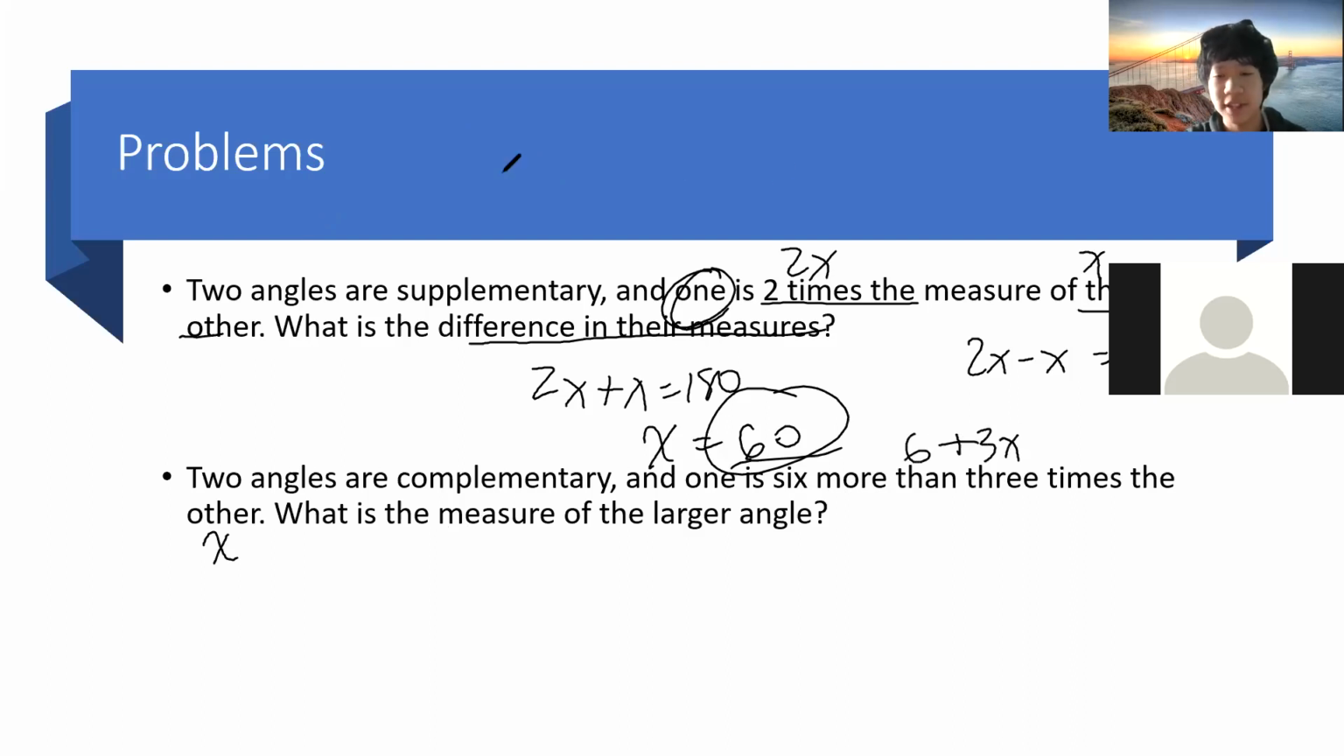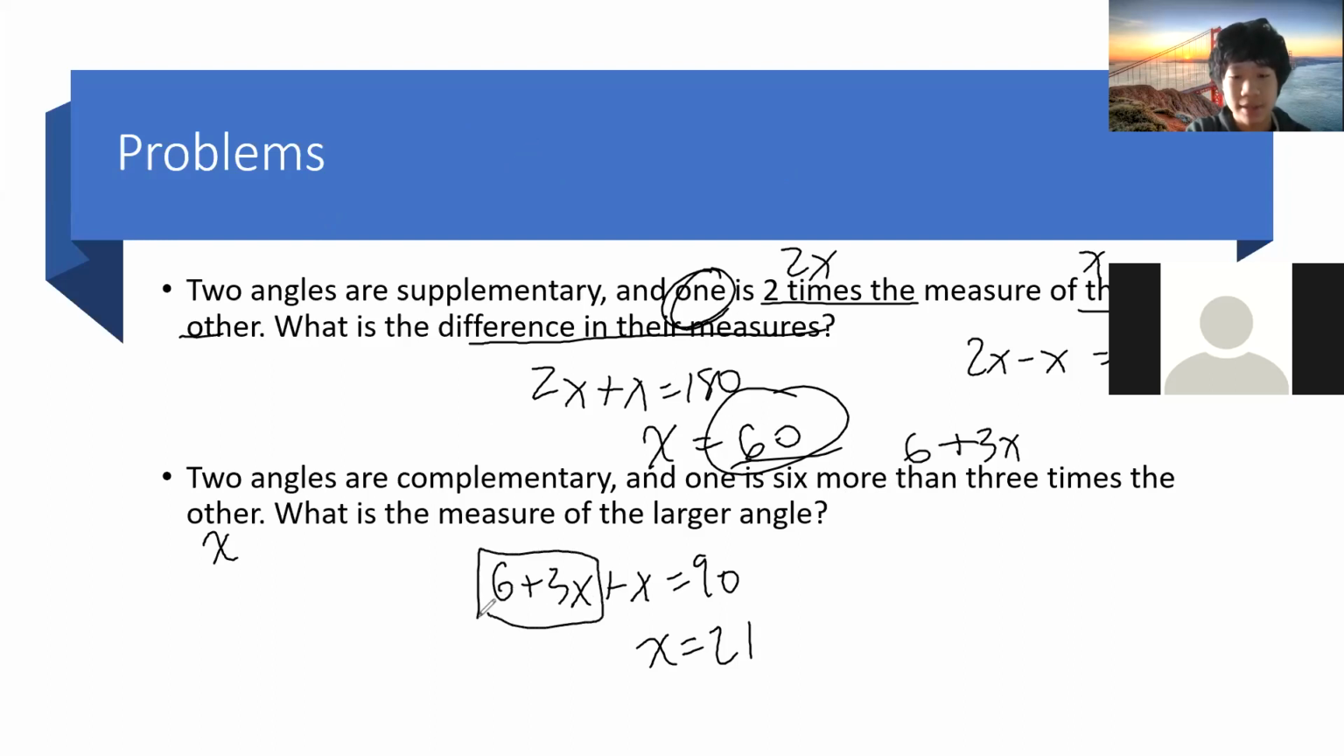Okay, so we have 6 plus 3x and x. And these two angles are complementary, which means they add to 90 degrees. 6 plus 3x plus x equals 90. Solve for x. x is going to be 21. So if you find the measure of the larger angle, it's going to be 6 plus 3x, which is 69. Okay? Any questions?